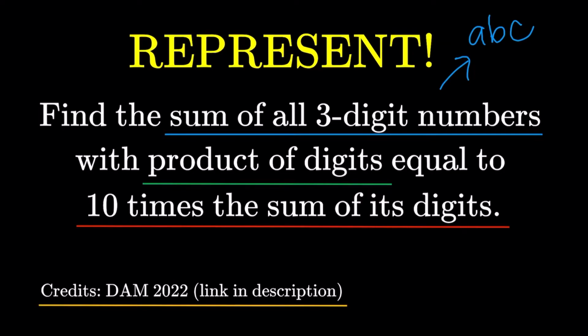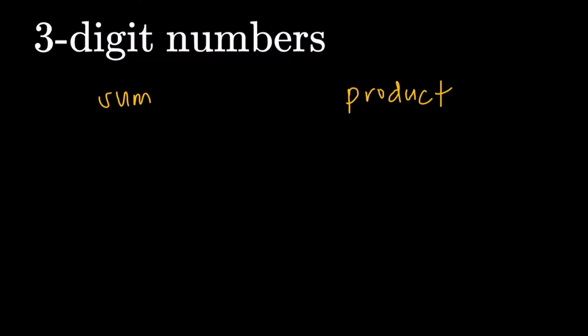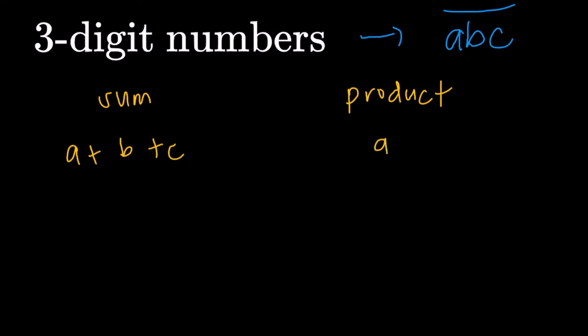Before we move on, let's do some primary observation on the 3-digit numbers. The number is ABC. The sum of its digits is A plus B plus C, and the product of its digits is A times B times C. If I consider another 3-digit number, CBA, a permutation of ABC, the sum of its digits is C plus B plus A, and the product of its digits is C times B times A.